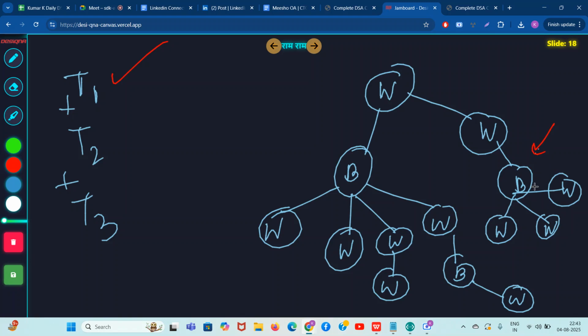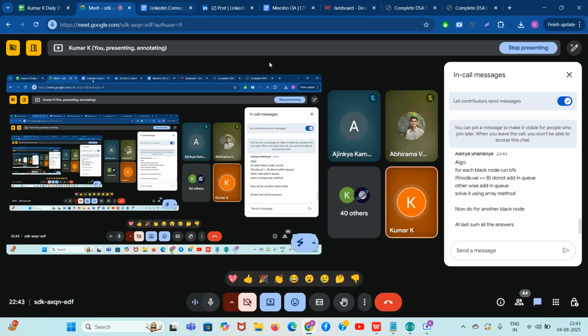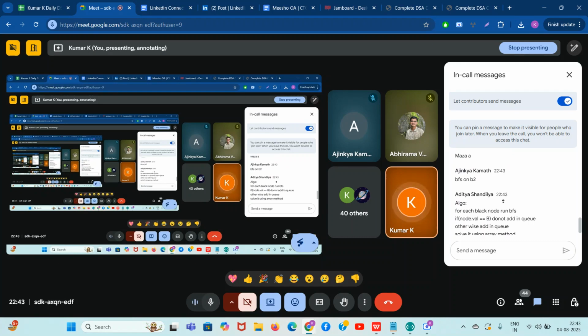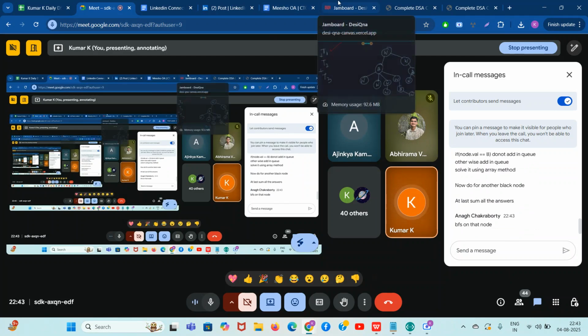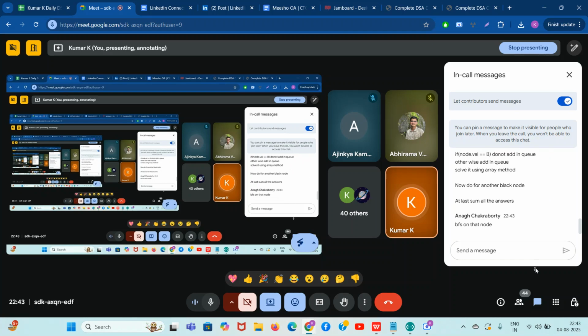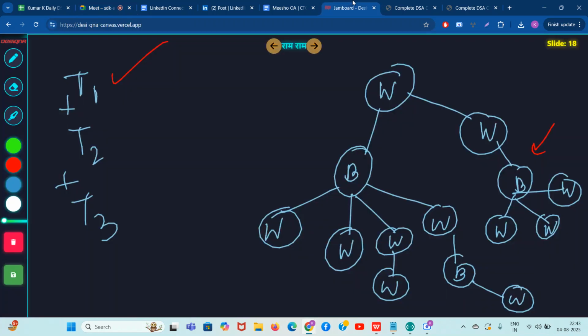What will I do? Let's see what the people have written. You will do BFS on B2, right? Just do BFS on B2, right? Okay, thank you. So guys, can anyone tell me how does that look after the black node? Yes, good Aditya Shandilya. How does that look after that is done? Can you just imagine and tell me? How will the tree look like? I will start traveling from here. All white, white, white.